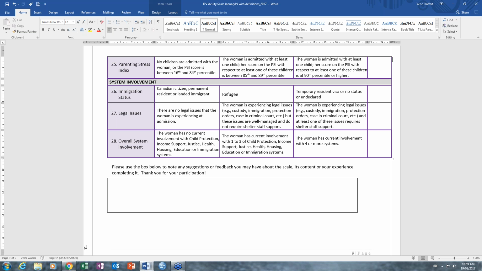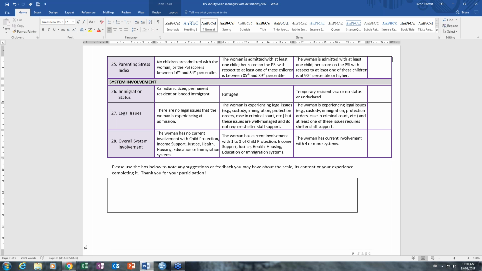A 0 is probably very unusual for women in shelters, in second stage shelters, where there are no legal issues that the woman is experiencing at all. But for a 3, she is experiencing legal issues, and I've given some examples of what those might be. You might think of some others, and if you do, just let us know what is missing. But those issues are well managed and do not require shelter staff support.